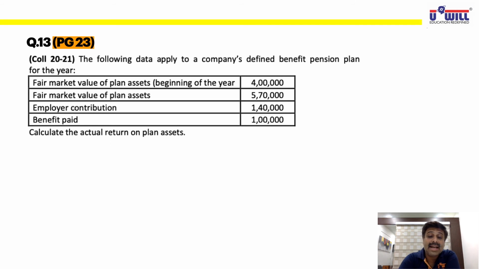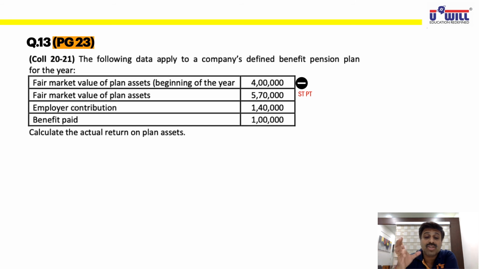The following data apply to a company's defined benefit pension plan for the year. What will we do with the fair market value of plan assets at the beginning of the year? Come on, tell me, what will we do? Beginning of the year, we will minus. What will we do with the fair market value of plan assets? Nothing is given means it is at the end of the year. So end of the year will be our starting point.